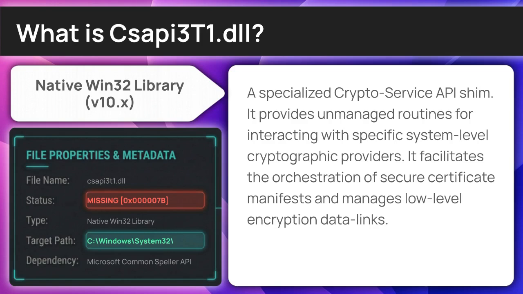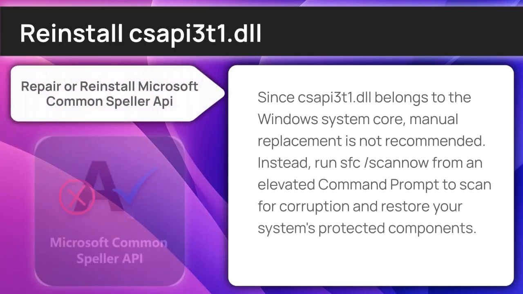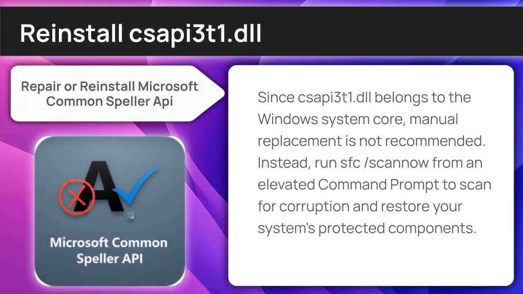With that context in mind, our first logical step is a clean reinstallation. Since csapi3t1.dll belongs to the Windows system core, manual replacement is not recommended. Instead, run sfc /scannow from an elevated command prompt to scan for corruption and restore your system's protected components.